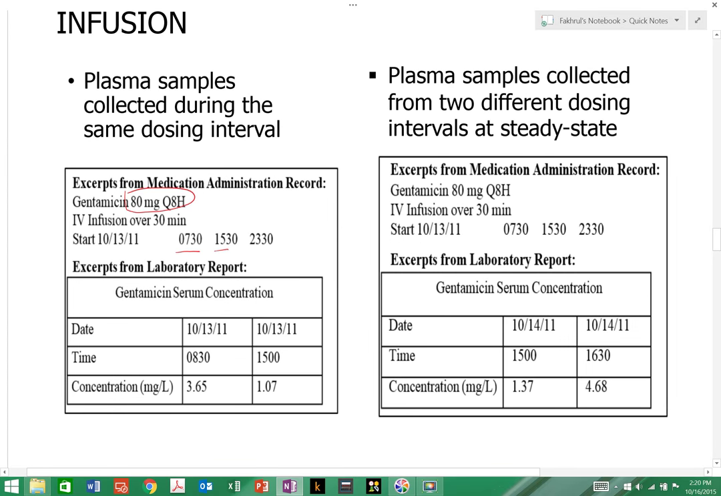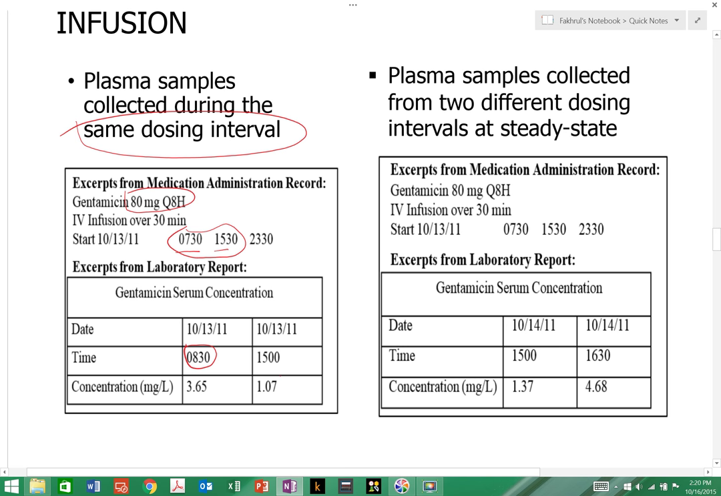Samples collected during the same dosing interval. You see here, you start the dose at 7:30, administer the drug for 30 minutes, it would be 8, and then you collect a sample at 8:30. And then, before the dosing interval ends, you take a sample at 3.